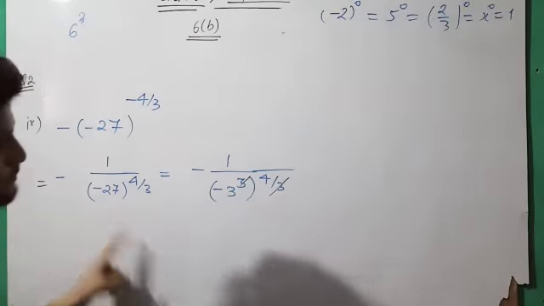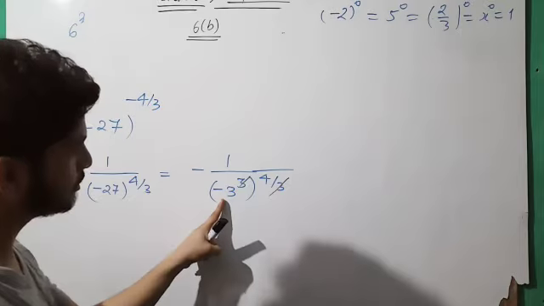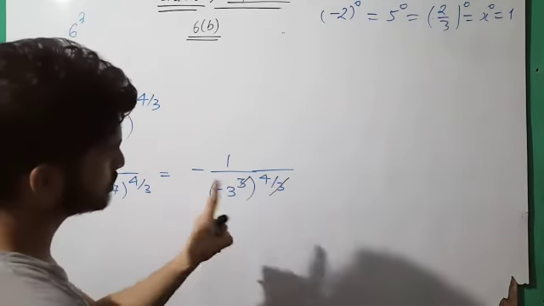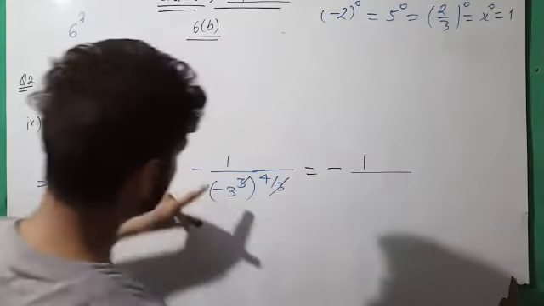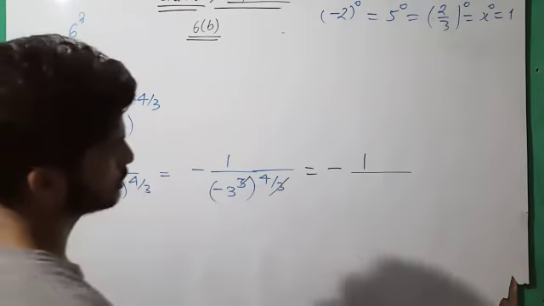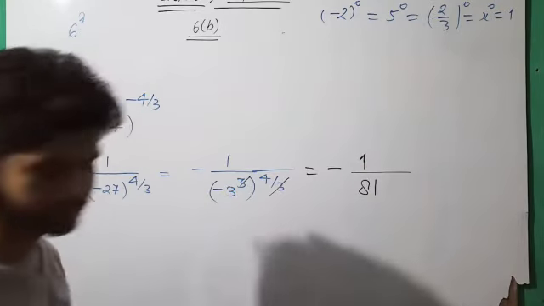Cancel this power with this. A negative number to the power of an even number gives an answer that is always positive, but this negative sign remains here. So we have 3 to the power 4. 3 to the power 4 is 81. So the answer is 1 upon 81, minus 1 upon 81.